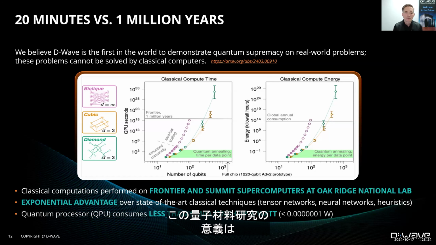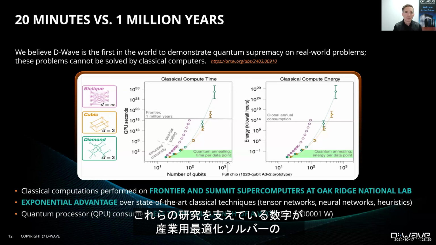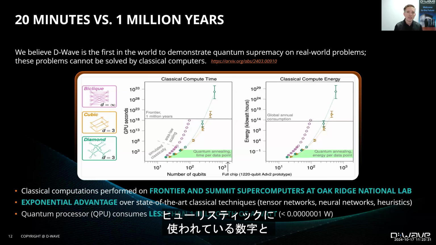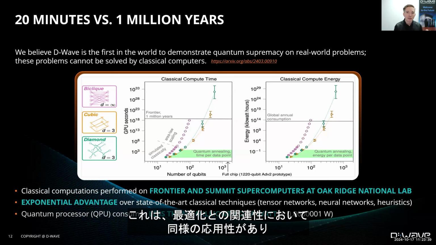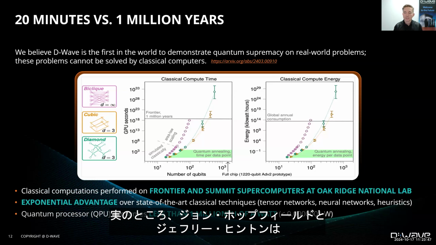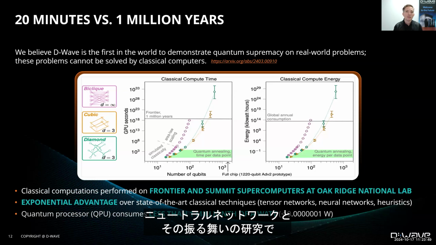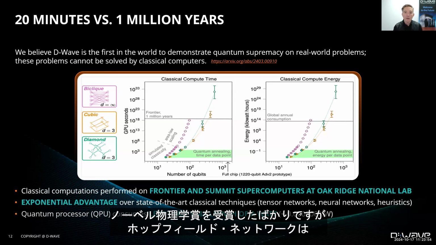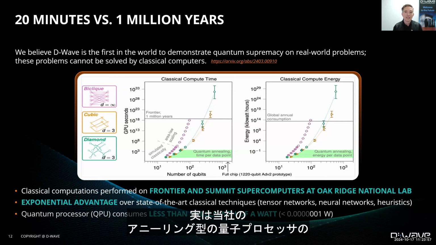So, here's where the significance of these quantum materials studies comes in, is that the mathematics that underpins these studies is the same mathematics that's used in heuristics for industrial optimization solvers. So this has similar applicability to and relevance to optimization. And it's also very similar to neural networks. As a matter of fact, John Hopfield and Geoffrey Hinton, who just won the Nobel Prize in Physics for their work in neural networks and the way that they behave, the Hopfield network is actually the same as the architecture of our annealing quantum processors.